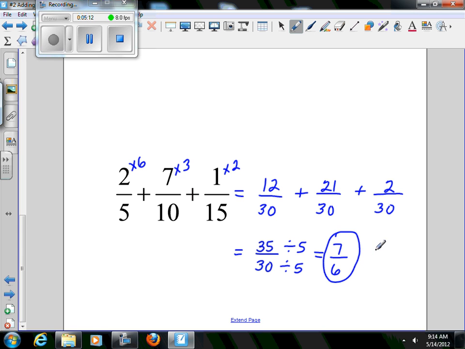That's a perfectly fine answer. If you do want to change it to a mixed number, you would say 6 goes into 7 once, and there's 1 left over. So you would write your answer as 1 and 1/6.